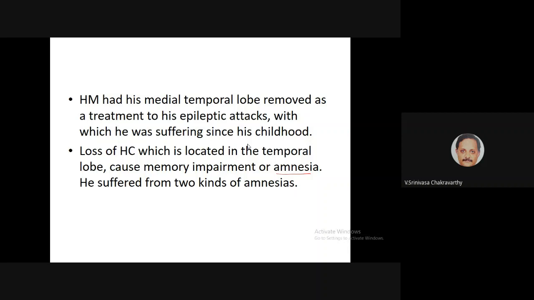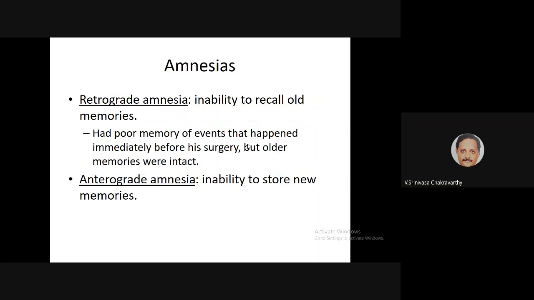This patient started showing two kinds of amnesias. One is something called retrograde amnesia, which is the inability to recall old memories. That is, this patient had poor memory of events that happened immediately before surgery, but he had memories from long ago, his childhood and things like that. But he had trouble memorizing new information or storing new memories.